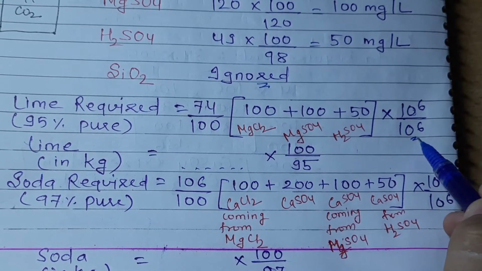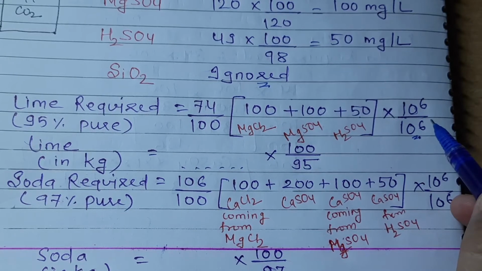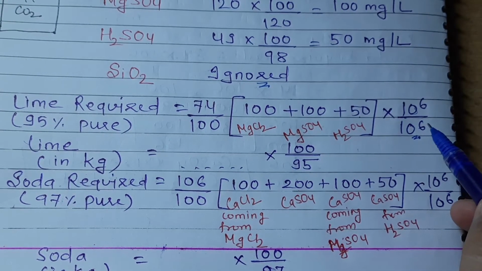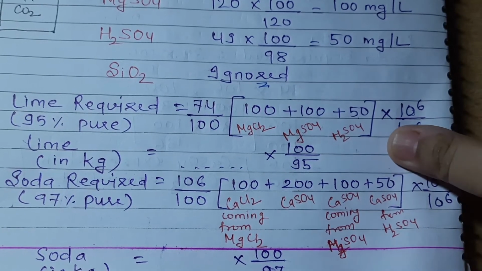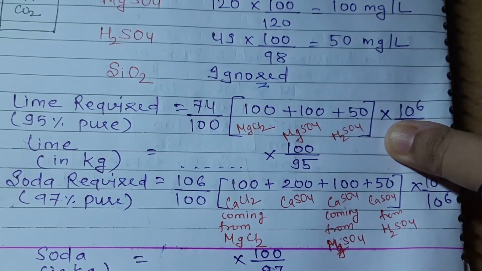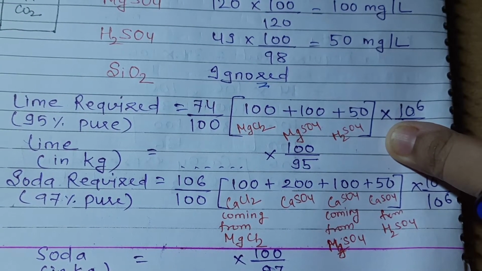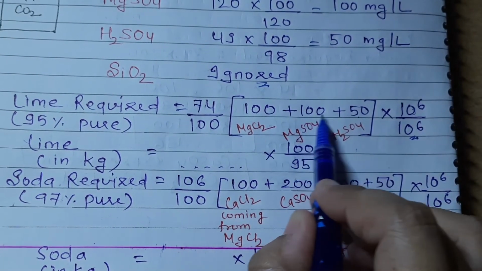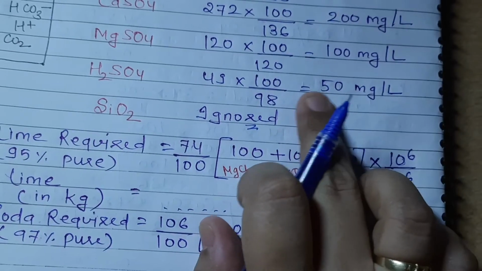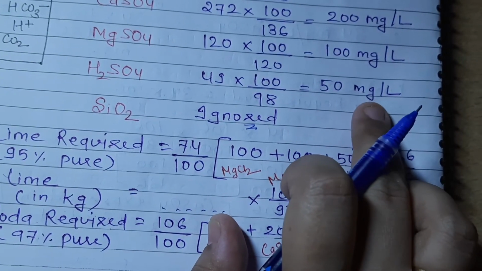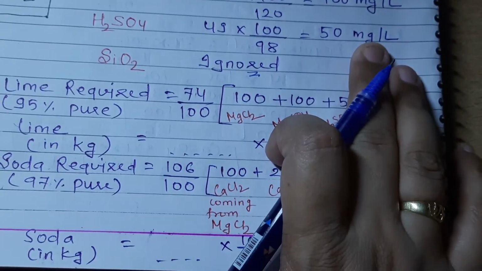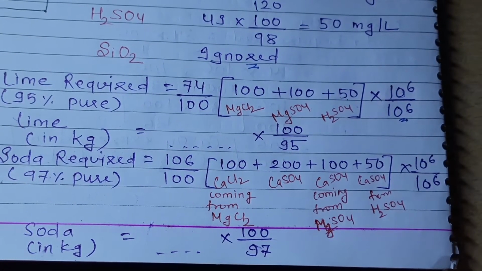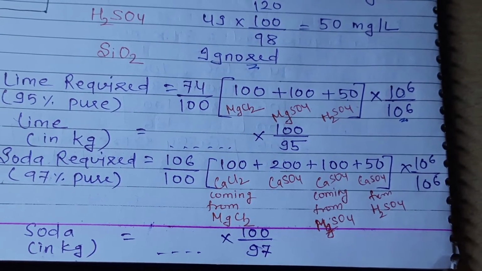And what is this? This is actually put here to convert the quantity into kilogram. If this 10 raised to power 6 is not here, what you will get? You will get the lime required in milligrams, because this 100, 100 and 50, they all are in milligram. So since these are in milligram, we have to convert them into kilogram, because obviously for treating 1 million liter of water, you will be requiring chemicals in kilograms.